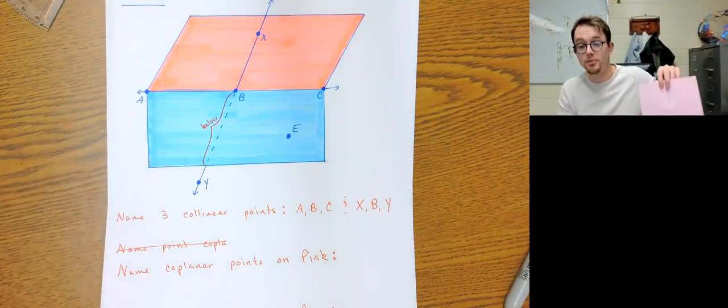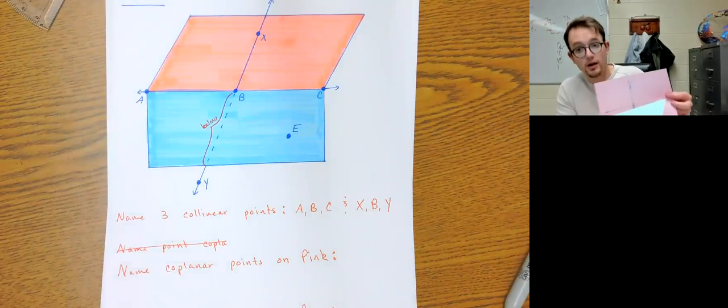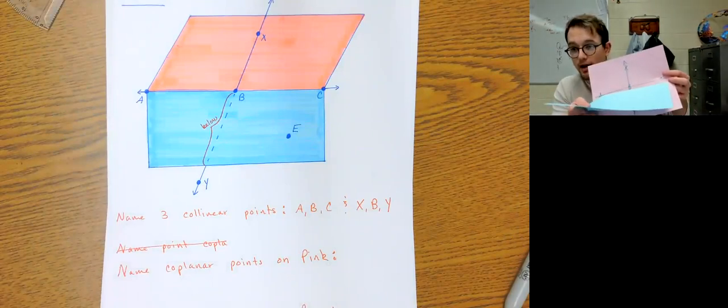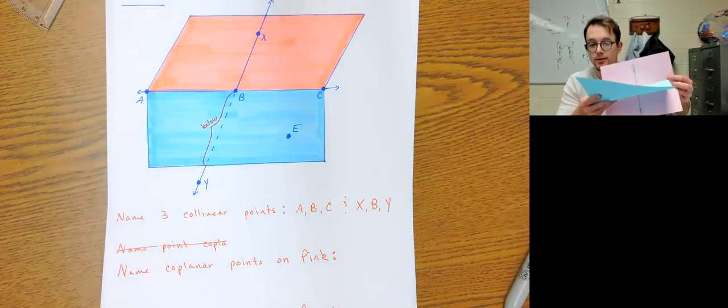I need cardboard because these things are too flimsy. But if you can see it, I have this blue plane which crosses at ABC. So they intersect. They intersect right there.